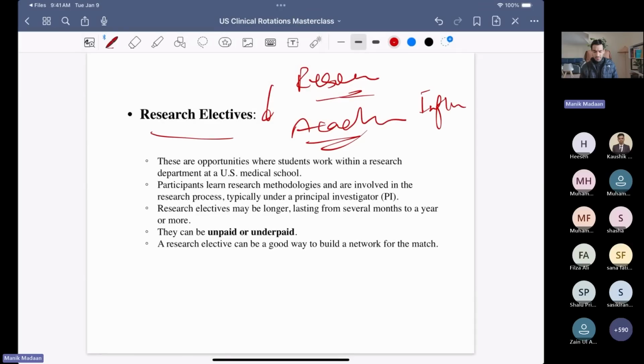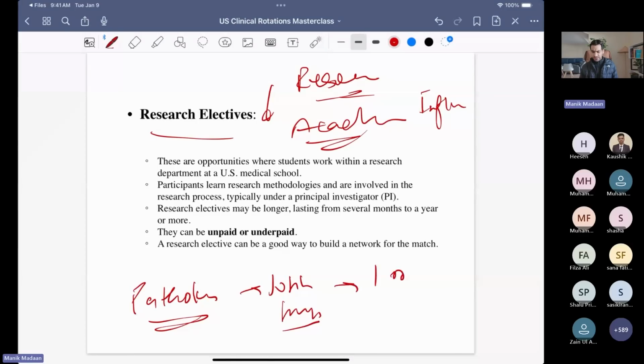For example, you want to do pathology, right? You apply to Johns Hopkins, which is the most famous one. You're there for a month, and you work with them. You're learning, observing, right? And that leads you to grow in that field. Expand your perspective.